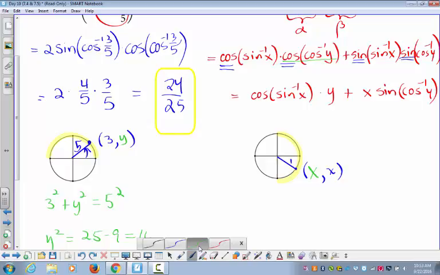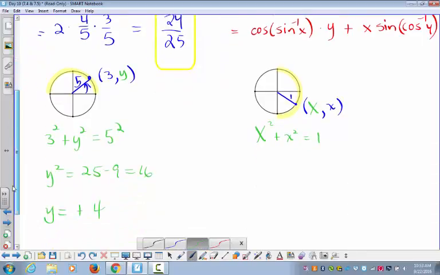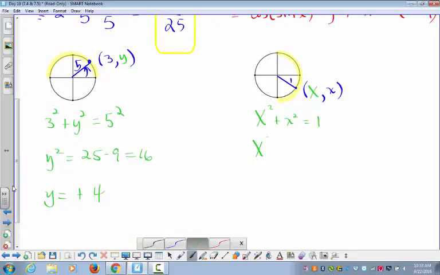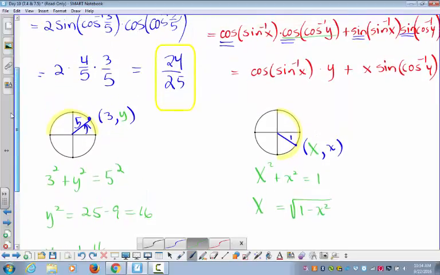So we use the Pythagorean theorem. We're going to do x, the green x squared, plus the little x squared. That has to equal 1 squared, which is 1. We're trying to solve for that big green x. That's going to be the square root of 1 minus the little x squared. So that's what goes in the first position there.